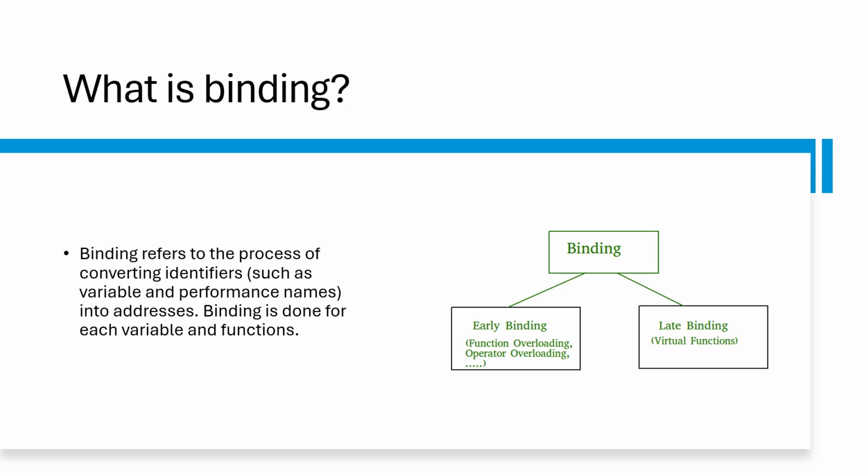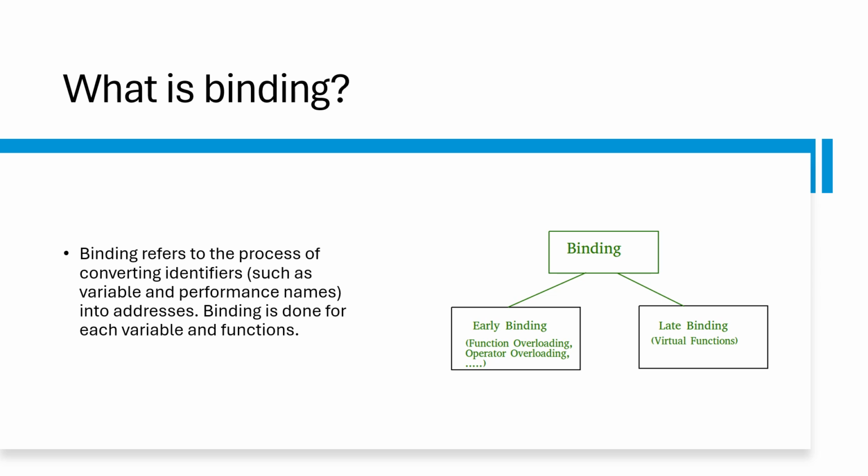What is binding? Binding refers to the process of converting identifiers such as variable and function names into addresses. Binding is done for each variable and function. All the variables are converted to addresses. Here we are going to use a pointer variable. Values can be assigned to the pointer variable; if you assign the pointer variable, the address of the variable can be assigned to it. So by using pointer variables and reference variables, we do this job.